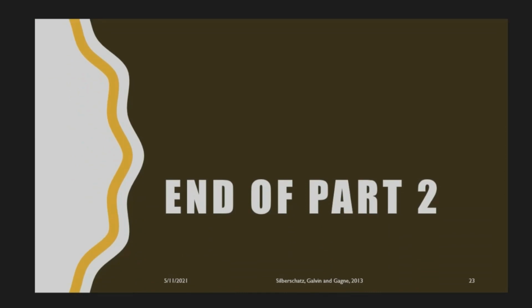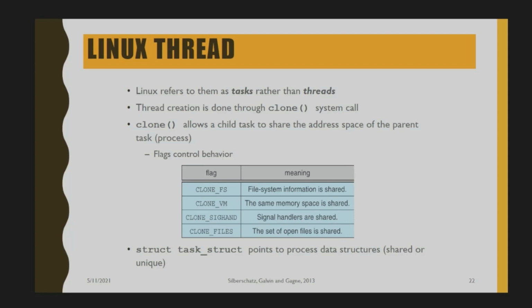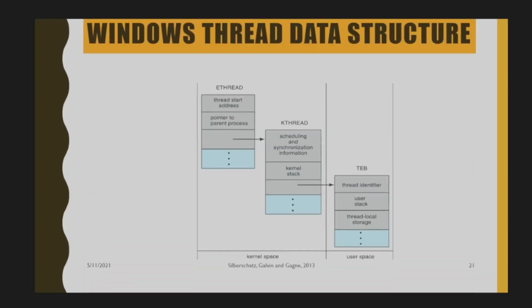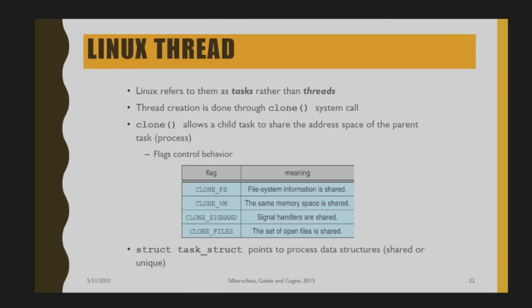When we compare the Windows thread and the Linux thread, this one is the Windows thread, where we have the kernel space and the user space. This one is the Linux structure, which uses the clone part.